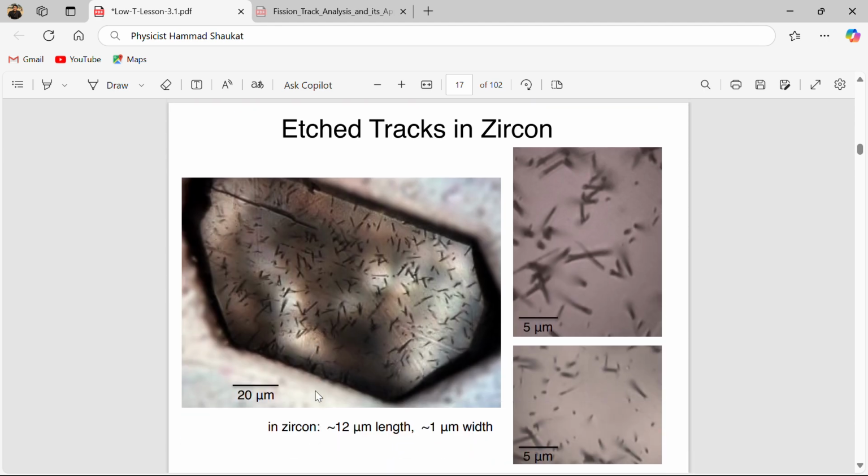So these are the tracks in zircon. As you know, zircon is another mineral. This is the 20 micrometer zoom for zircon, showing how tracks formed in zircon, and this is the 5 micrometer picture, and again this is 5 micrometer in zircon, approximately 20 micrometer in length and 1 micrometer in width.